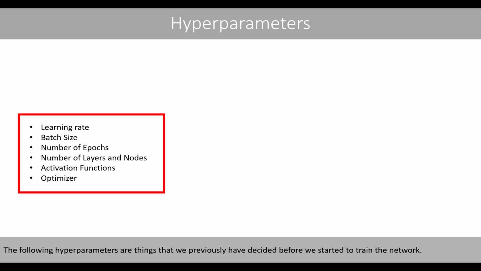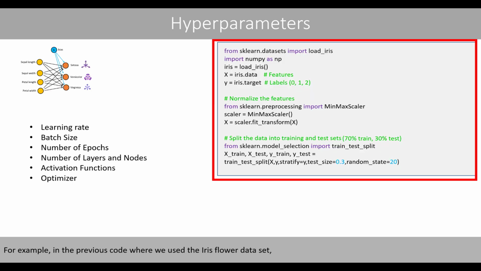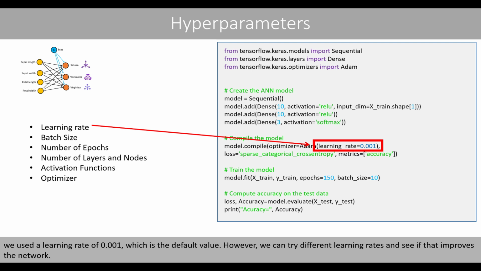The following hyperparameters are things that we previously have decided before we started to train the network. Also, the type of normalization and the initial values of the weights may also affect the performance of the network. For example, in the previous code where we used the iris flower dataset, we used a learning rate of 0.001, which is the default value. However, we can try different learning rates and see if that improves the network.